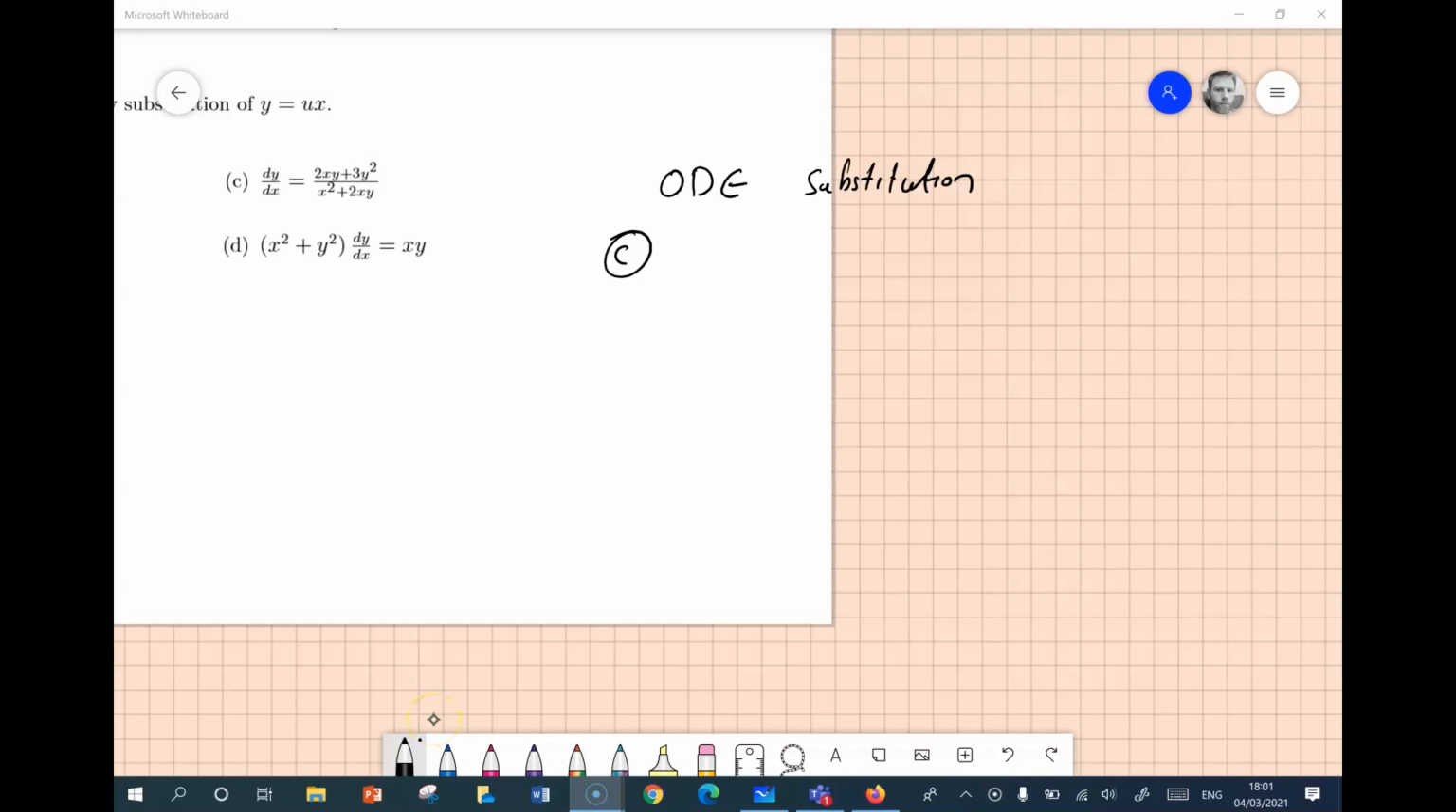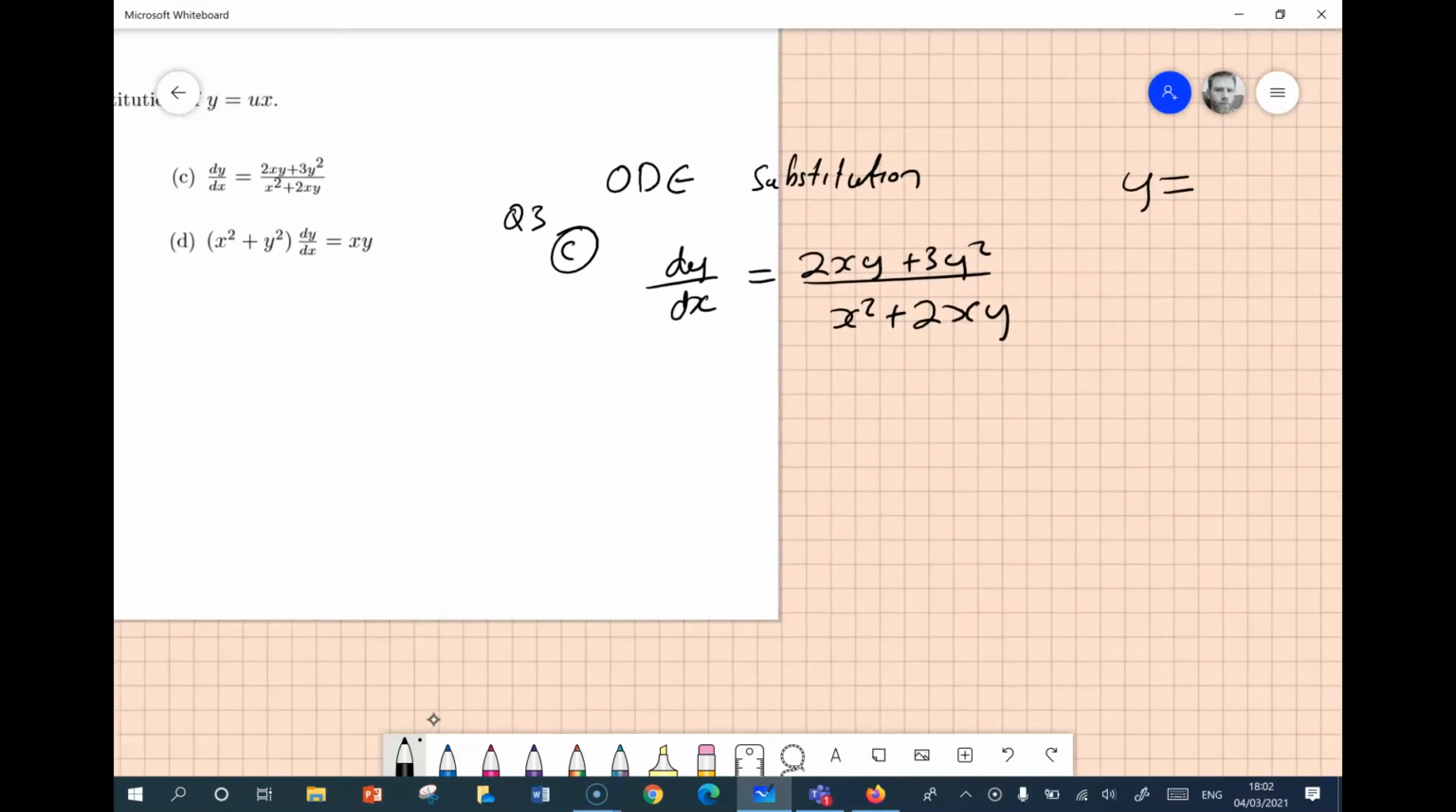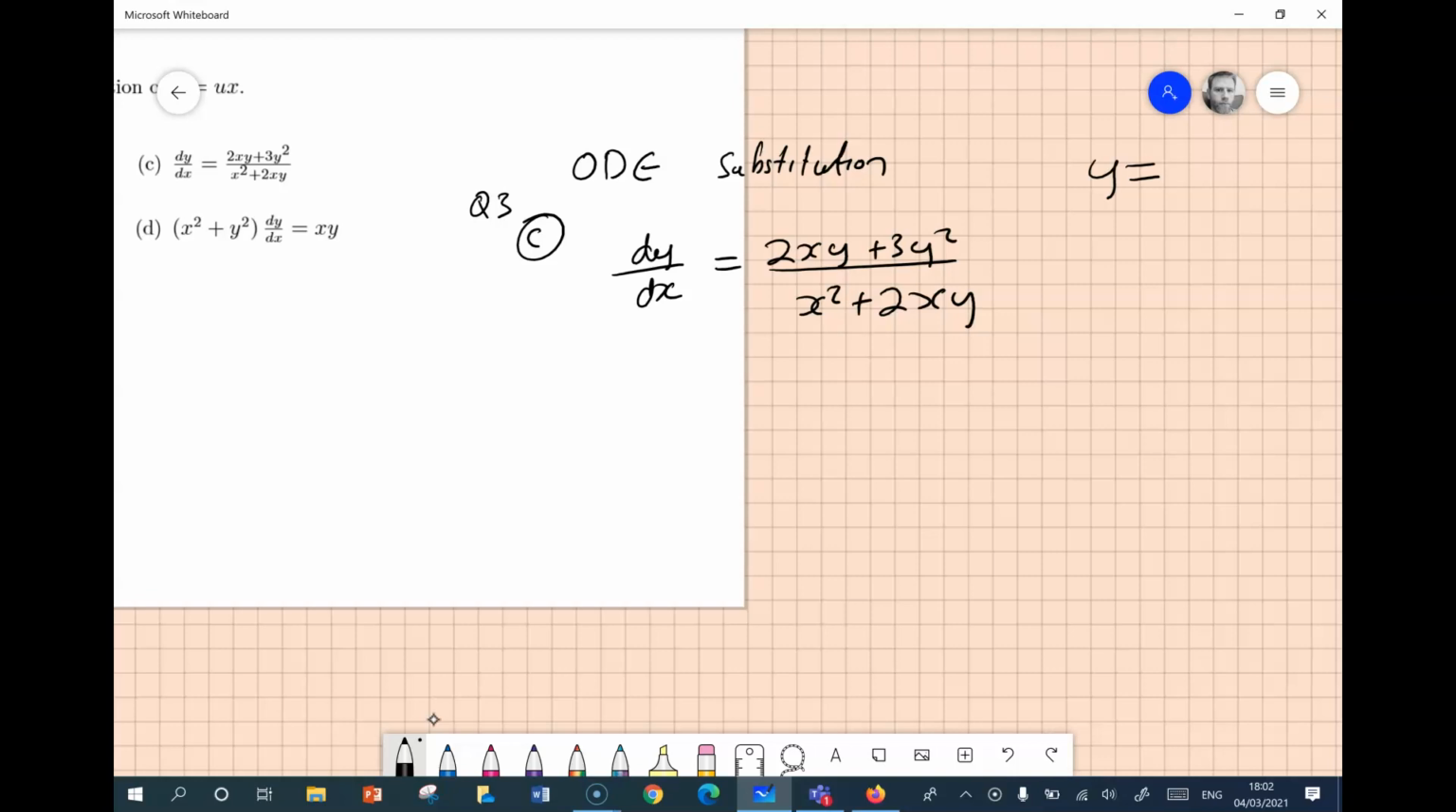Okay, we're doing ordinary differential equations here, question 3c, particularly doing substitution. So we have the derivative dy/dx equal to (2xy + 3y²) over (x² + 2xy). The whole point is to get down to y equals something. So we try to integrate it to get rid of our dy/dx, but we can't because we have x's and y's mixed. Then we'll try separation, getting our x's with our dx's and our y's with our dy's, but that'll be a problem for us as well. So instead we'll try substitution.